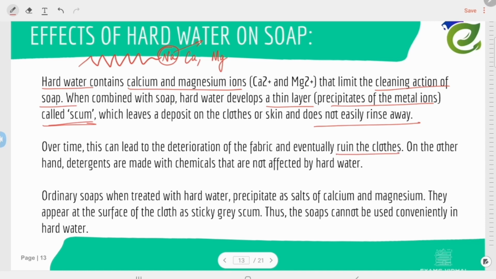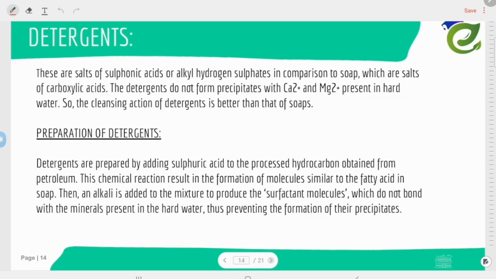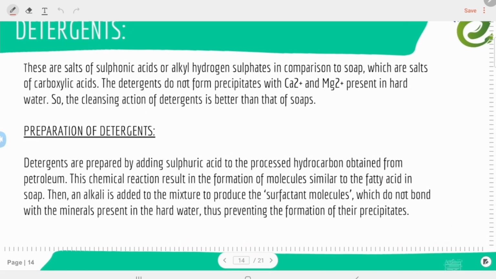On the other hand, detergents are made with chemicals that are not affected by hard water. Ordinary soap, when treated with hard water, precipitates a salt of calcium and magnesium. They appear on the surface of the cloth as sticky grey scum, thus soap cannot be used conveniently in hard water. Detergents are salts of sulfonic acid or alkyl hydrogen sulfate, in comparison to soaps, which are salts of carboxylic acid. The detergents do not form a precipitate with Ca2+ and Mg2+ present in hard water, so the cleansing action of detergent is better than that of soap.